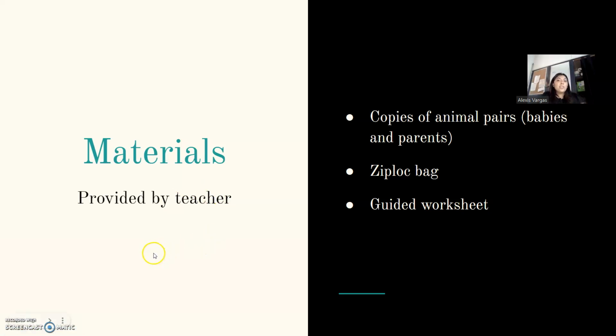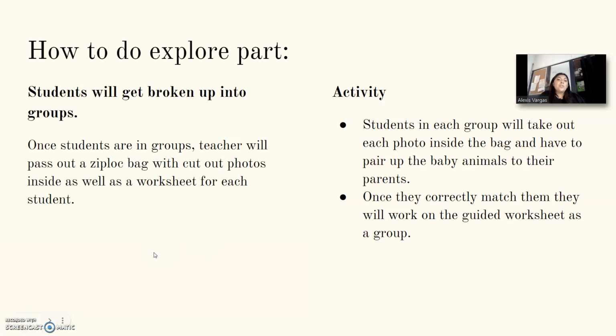So how to do the Explore part is that students will get broken up into groups. So say you have a class of 16, there would be 4 groups of 4. So you would need 4 Ziploc bags with the cutout photos inside. And each student would get a worksheet, and for the actual activity part, students in each group will take out the photos inside of the bag, and they will have to match up the baby animals to their parents.